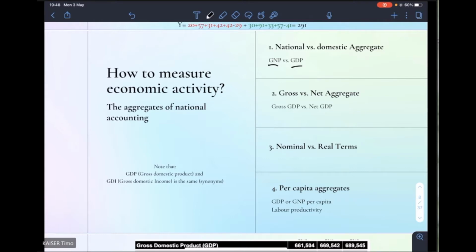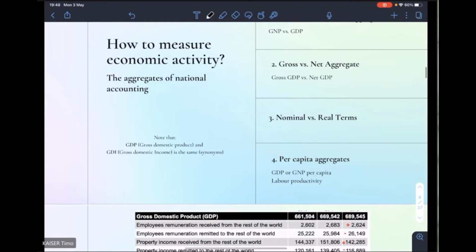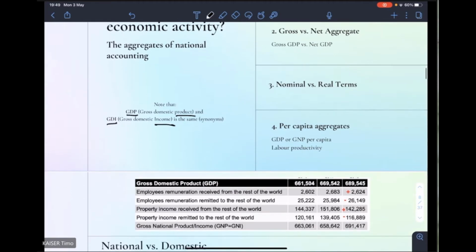Just be sure for the exam to know them and that you don't get confused and need to figure out first, what is NNP, what is NN? Anyway, just always know what it is. And also something to remember is that income and product, so GDP and GDI, is the same. These are synonyms. There is nothing different about them. It's only another word. In the end, it's the same.